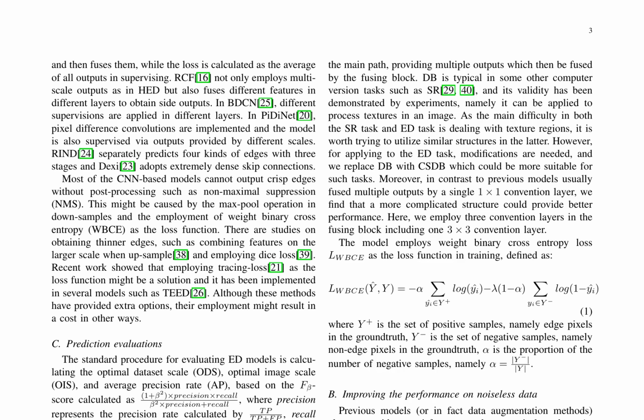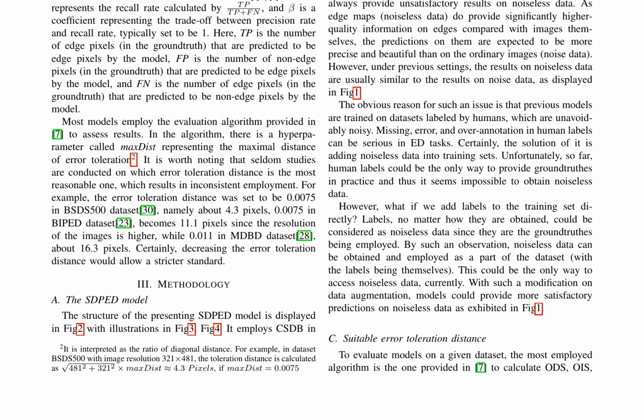The SDPED model's prediction evaluations and methodology are discussed in this section. The standard procedure for evaluating edge detection models is first explained, including the calculation of optimal dataset scale, optimal image scale, and average precision rate using the F-beta score. The SDPED model's structure is then detailed, which utilizes CSDB and a more complex fusing block compared to previous models. Weighted binary cross-entropy loss is used for training.